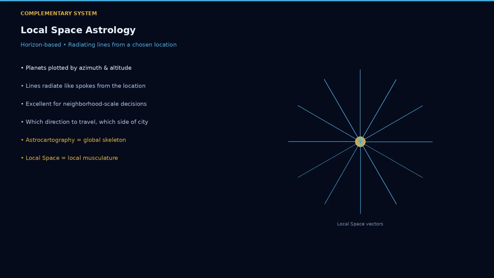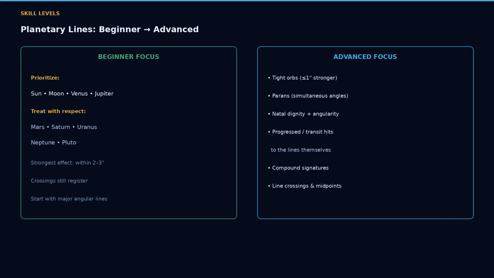For beginners, the practical rule is simple. Prioritize the angular lines of the Sun, Moon, Venus, and Jupiter for ease, visibility, and opportunity. Treat Mars, Saturn, Uranus, Neptune, and Pluto lines with respect. They often bring intensity, restriction, disruption, or deep transformation. Stay within 2 or 3 degrees of a line for the strongest effect. The influence fades with distance, though crossings and close parallels still register.